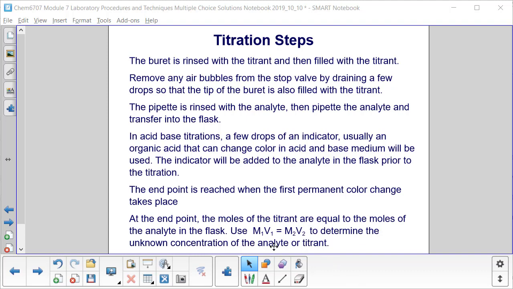In a titration, you're finding the unknown concentration of an analyte. Sometimes in a calculation problem, you would find the titrant.